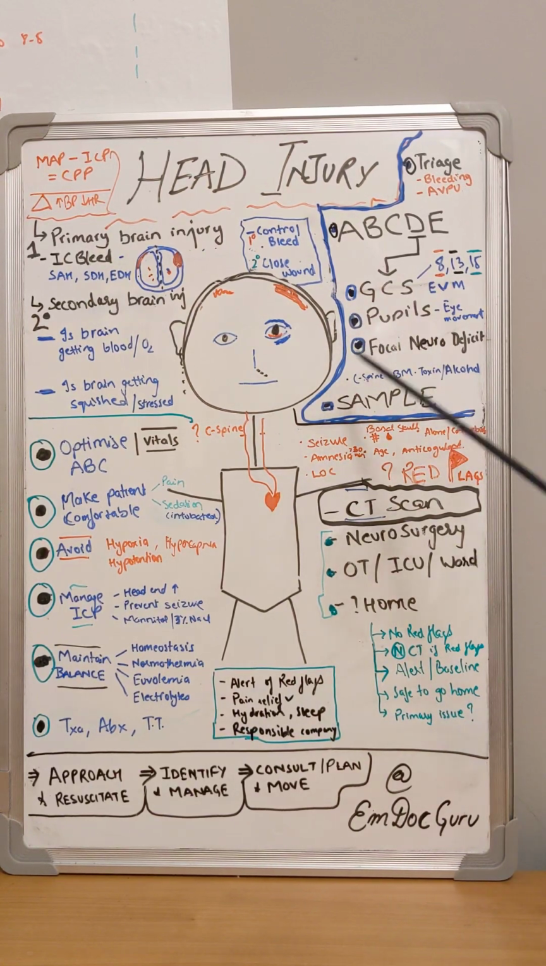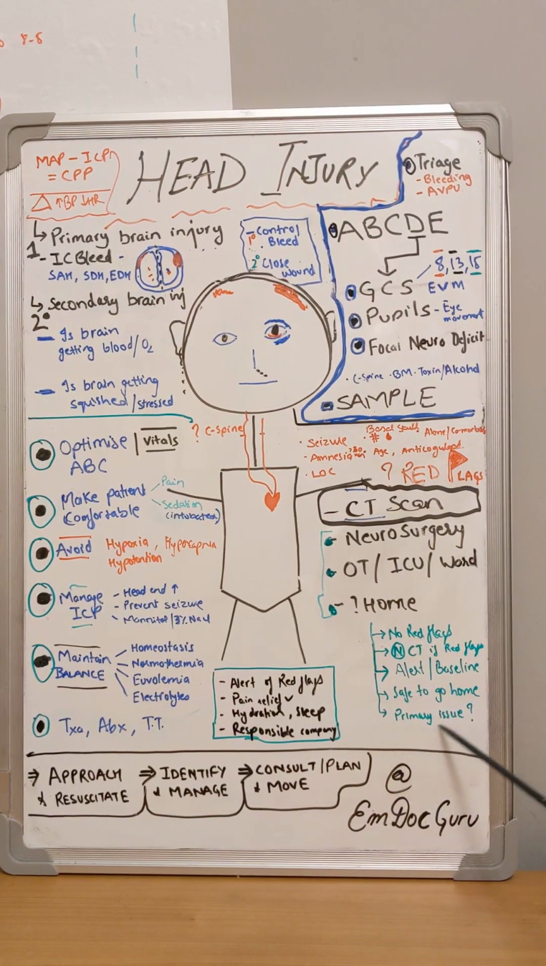At that point you said, okay, everything looking fine, and you could say, okay, we can send you home. But if their condition deteriorates, if they become drowsy or if they have a seizure, then that is a problem. So you should ensure that there is somebody, a responsible company, at home when they go home.